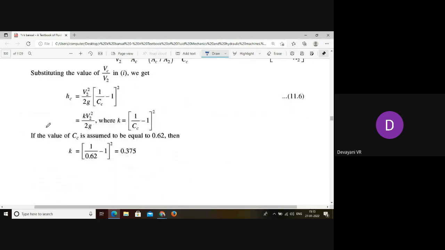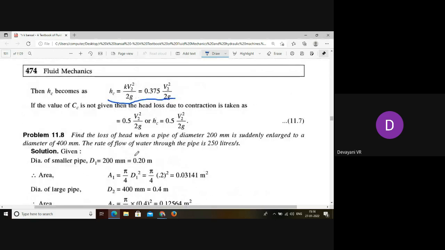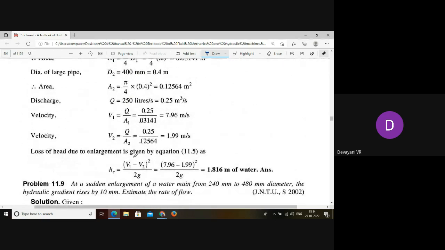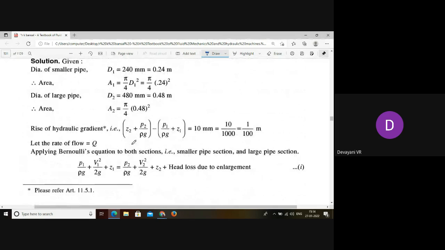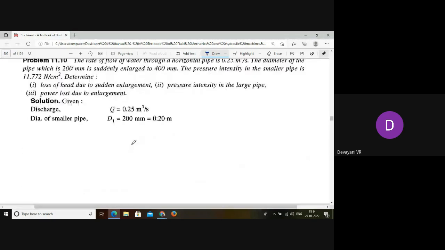Or we can also use another formula, that is head loss due to contraction hc is equal to V2 square by 2g into (1 by Cc minus 1) whole square. So this is another formula to calculate the head loss due to contraction. Let's solve a problem. We already discussed the head loss due to enlargement, right? So let's go to the contraction one.